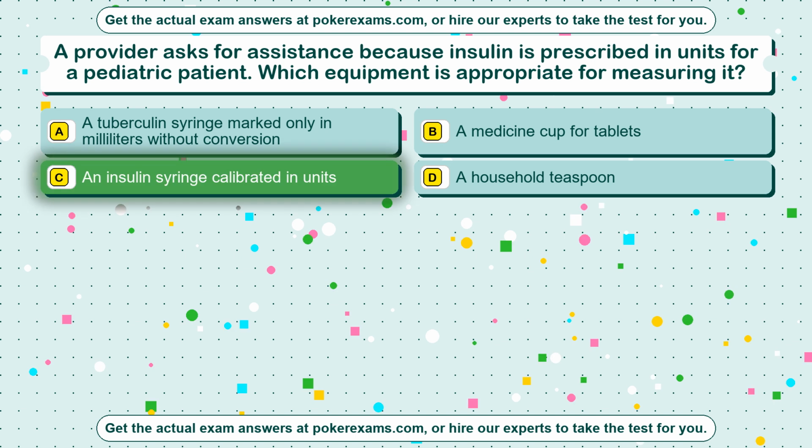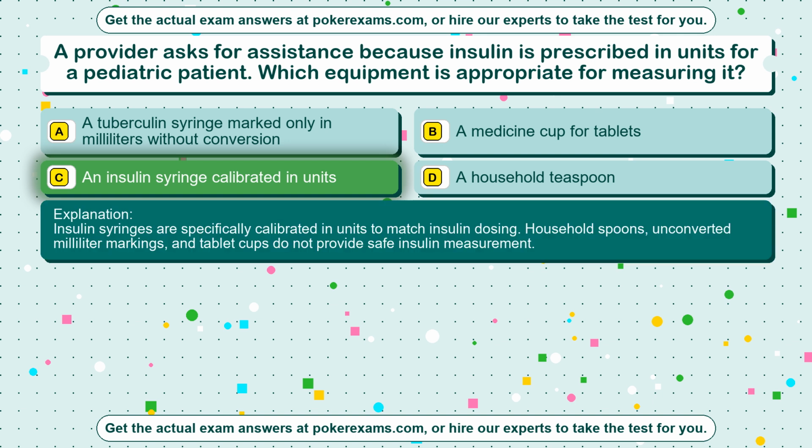The correct answer is option C. An insulin syringe calibrated in units. Insulin syringes are specifically calibrated in units to match insulin dosing. Household spoons, unconverted milliliter markings, and tablet cups do not provide safe insulin measurement.